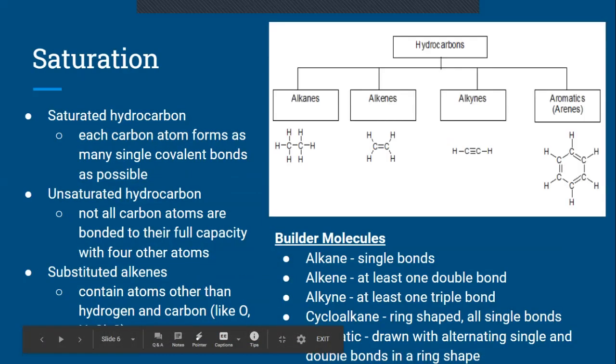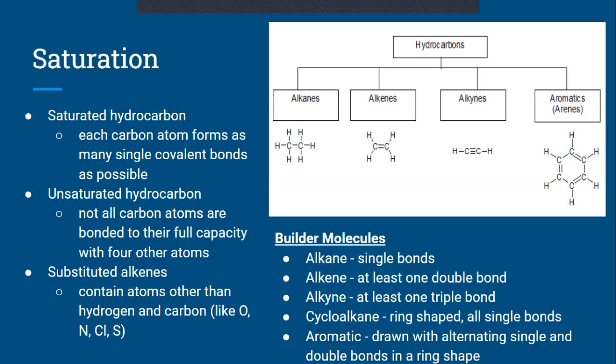Saturation. A saturated hydrocarbon is one where all of the carbons have as many single covalent bonds as possible coming off of them. So these alkanes here, in this example, have all single bonds, and there are 1, 2, 3, 4 bonds coming off of the carbon. That's considered a saturated hydrocarbon.